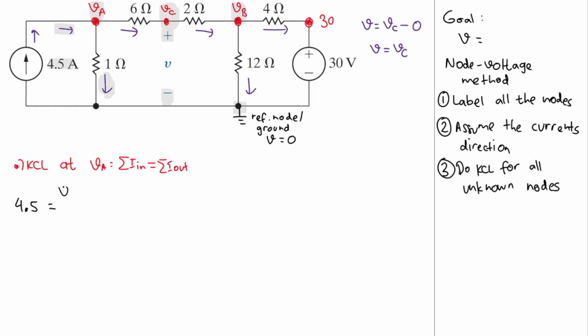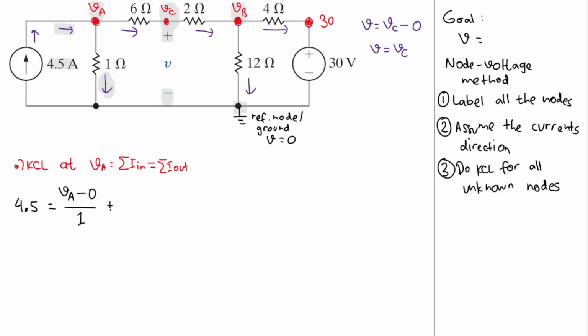So let's see here, the current comes from VA. So we'll have VA first here. And then the current goes to the reference node. So the voltage there will be 0. So I'll have minus 0 here. All of that will need to be divided by this resistance here, 1. Why? Because this is voltage and this is resistor. We get current from that.